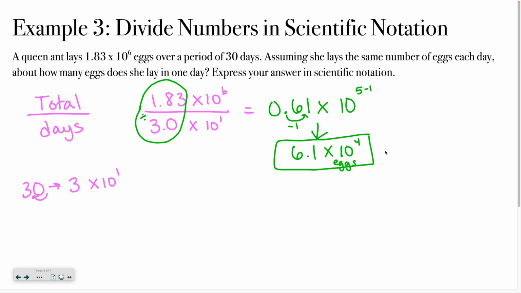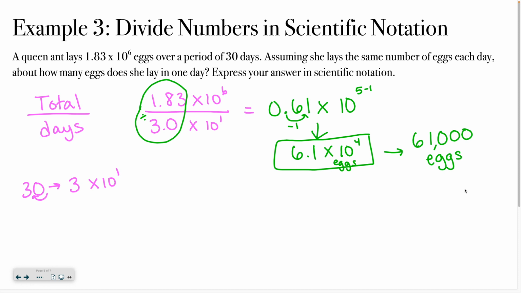And just for practice, let's convert that to standard form. So I have 6.1, and I would move it 4 decimals, so I'd move 1, 2, 3, 4. The queen ant is laying 61,000 eggs each day. And the reason I converted that to standard form is because that fact blew my mind, and I just wanted to share that with you.